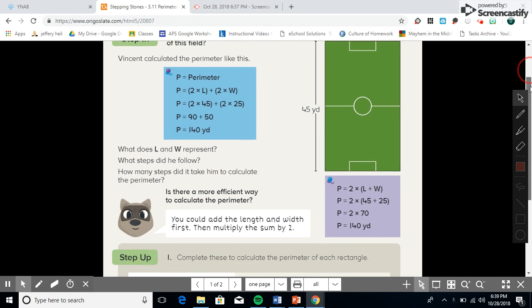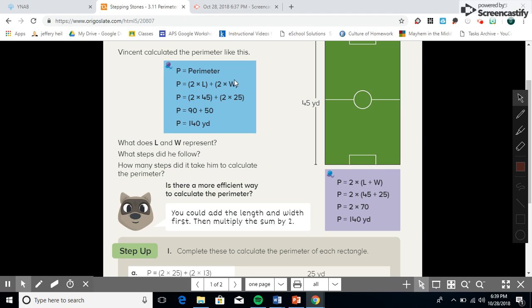Down here it says, what does L and W represent? But since you just heard me say it out loud, they represent length and width. What steps did he follow and how many steps did it take him to calculate the perimeter? So it took him, including him naming what the P stands for, 5 steps.